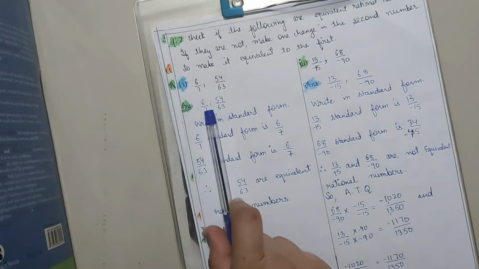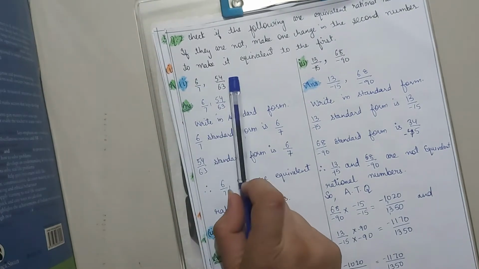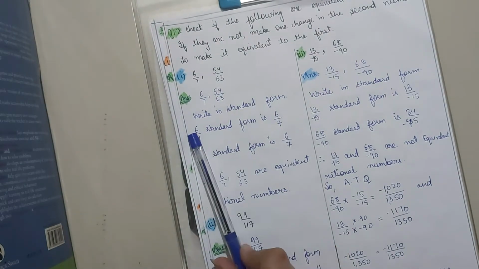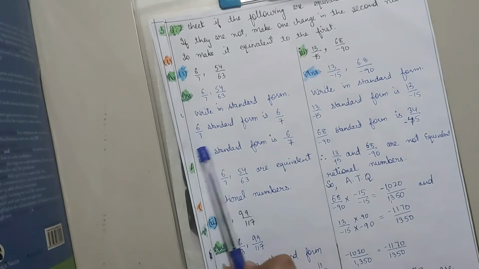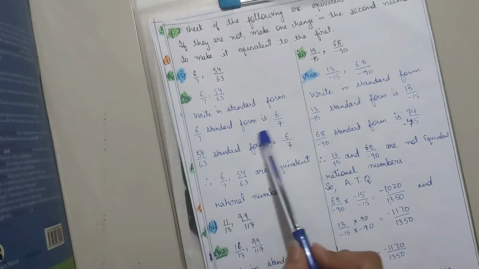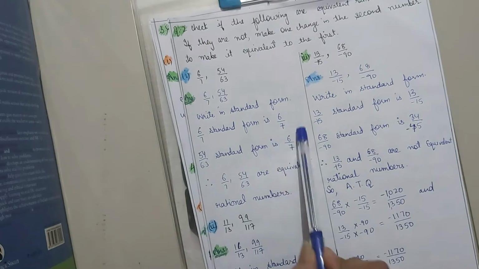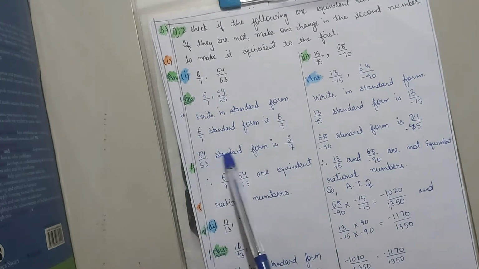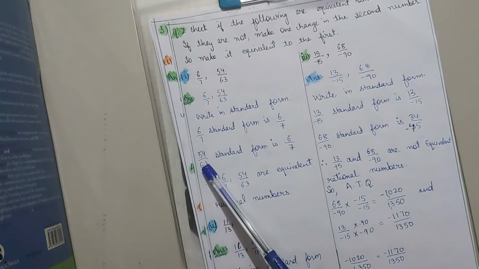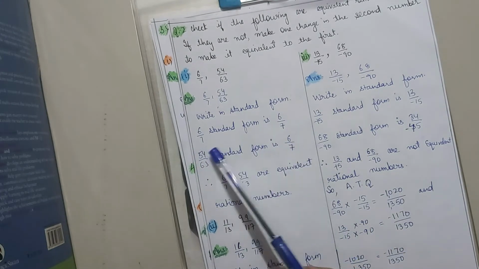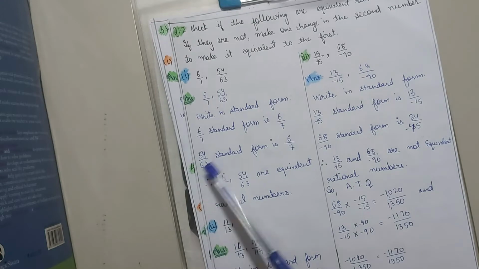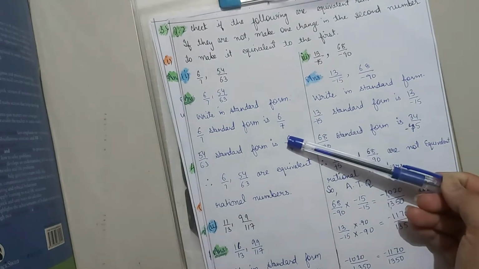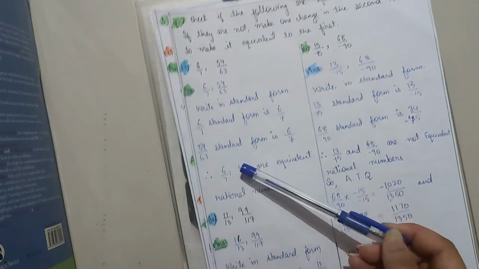So firstly, taking the first question, 6 by 7, 54 by 63. Firstly, write in standard form. How to write in standard form? 6 by 7, the standard form is 6 by 7 because there is no common factor, and that is the lowest term. 54 by 63, the common factor is 9. So we can simply write it down: 9 sixes are 54, 9 sevens are 63. So simply write it down, 6 by 7. The lowest terms are equal, so these numbers are equivalent.